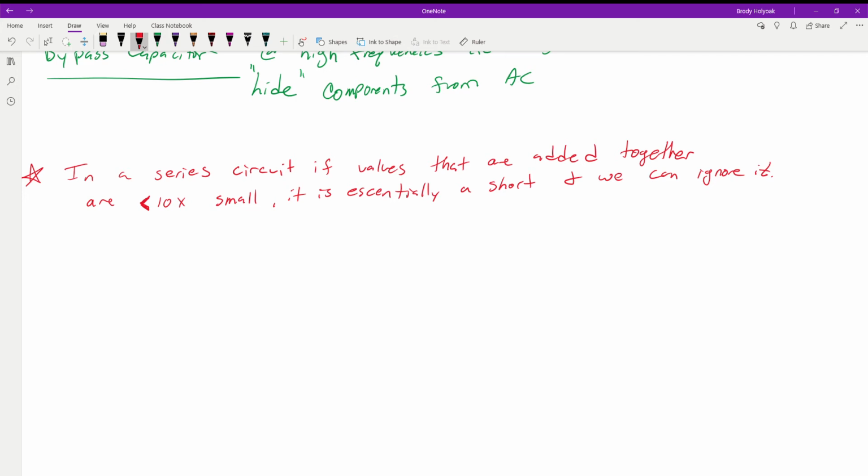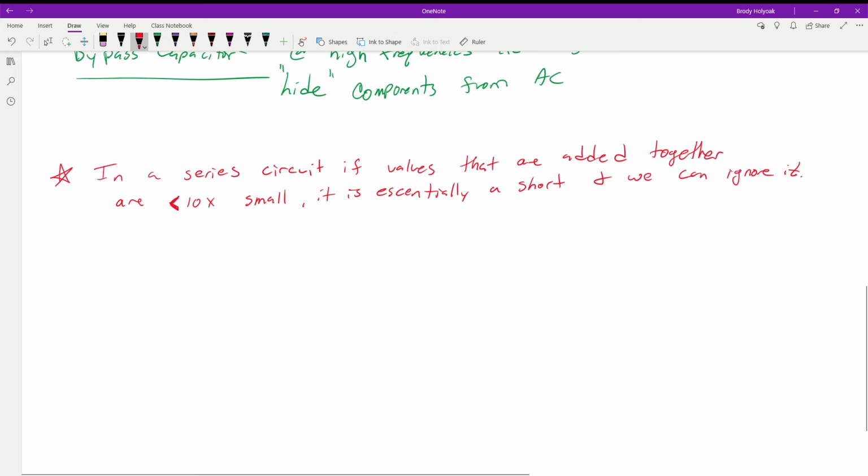It still is there and it still does exist, but we don't have to take it into account in our calculations if it's less than 10 times the size of what we're adding it to. It's not going to have that much of an effect. So that's our rule for a series circuit.